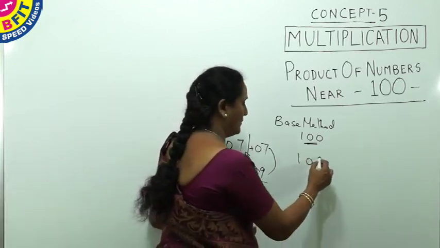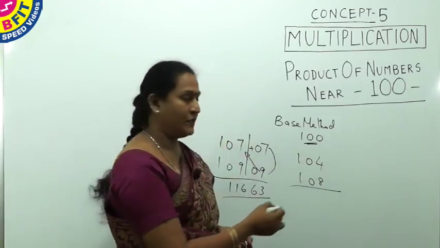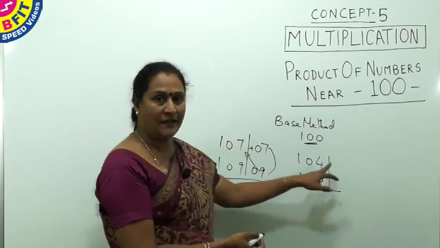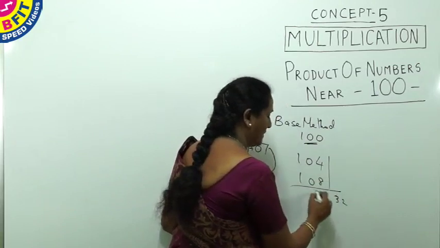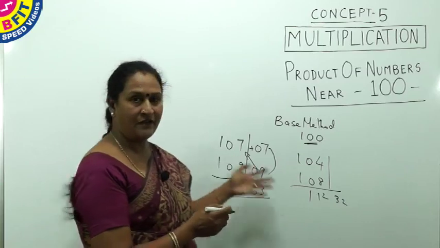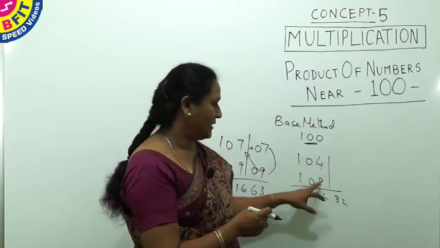So one more example. Product of 104 and 108. So here it is 4 more. So no need to write all this. So we can multiply 8 and 4, it is 32. Add 8 and 4, it is 12, and write 1, we will get the answer. That is the same pattern we have followed. So instead of writing all this, just multiply.